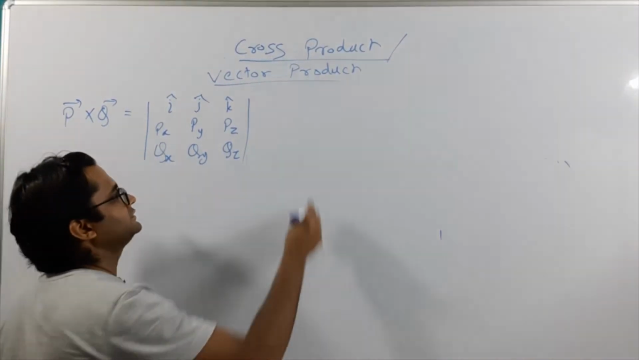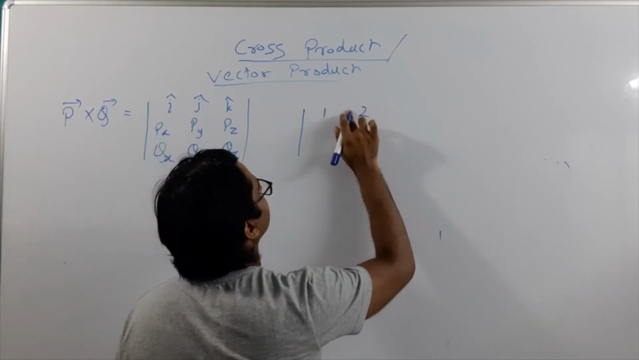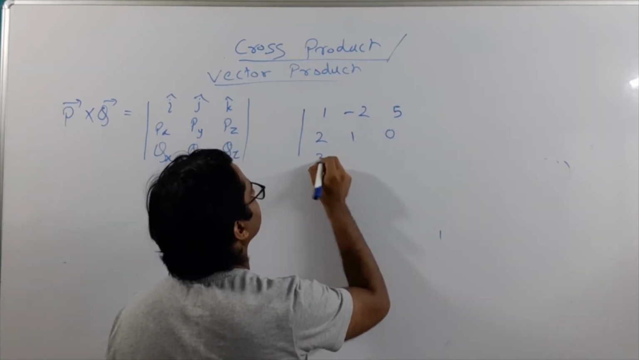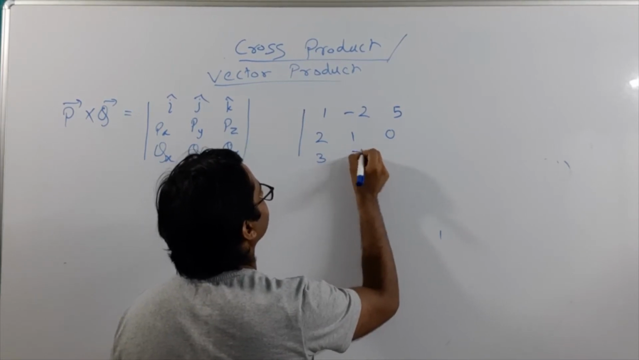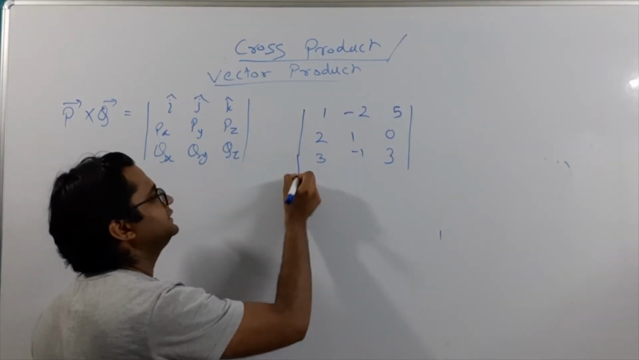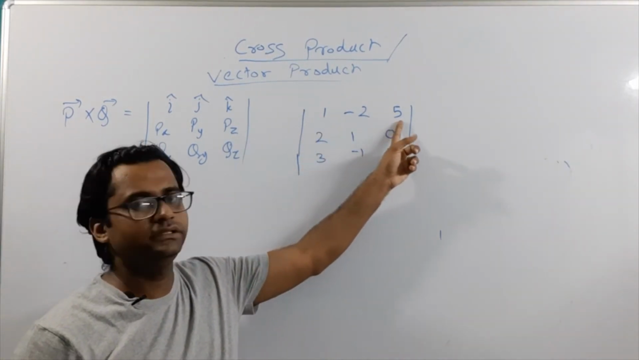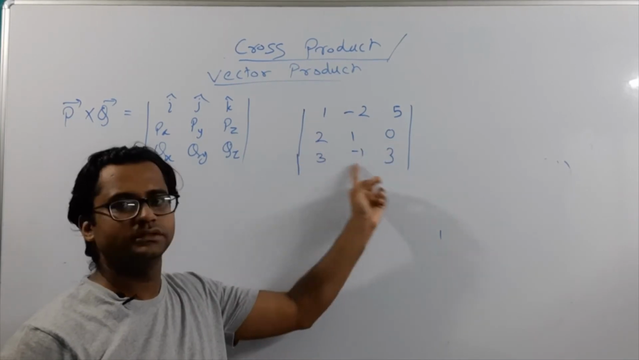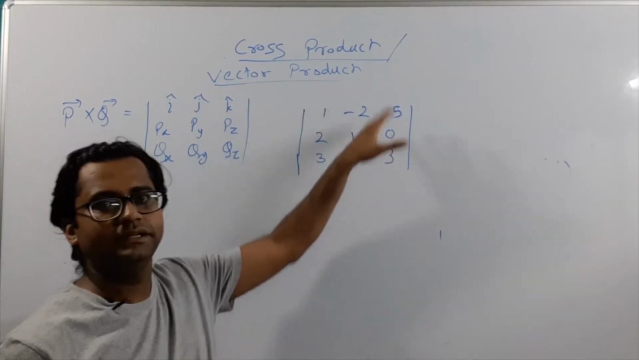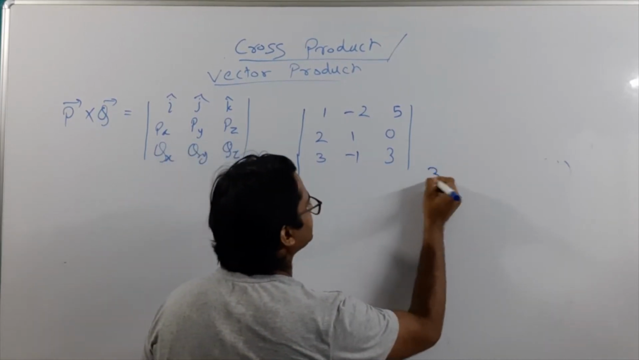Let us consider one more situation. 1, -2, 5, 2, 1, 0, 3, -1, 3. Okay, this is my determinant. How to solve this kind of determinant? If you look at the situation, there are 3 rows, first row, second row, third row. There are 3 columns, first, second and third. So we have 3 rows and 3 columns. This is called a 3 by 3 determinant.